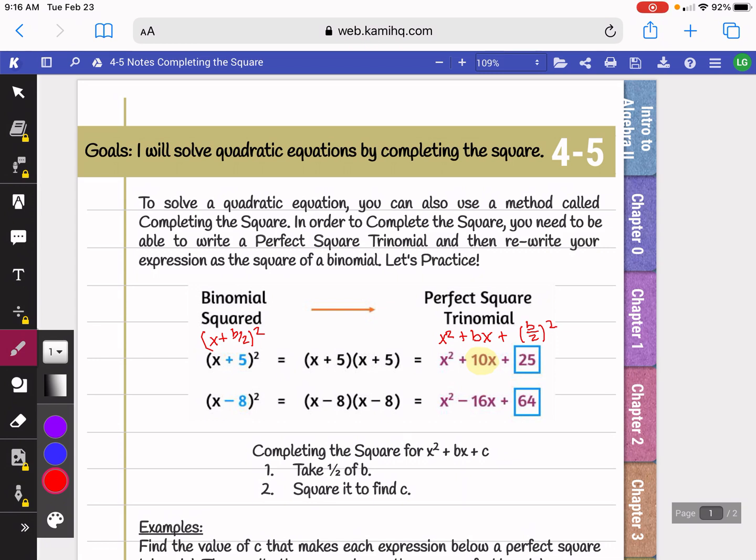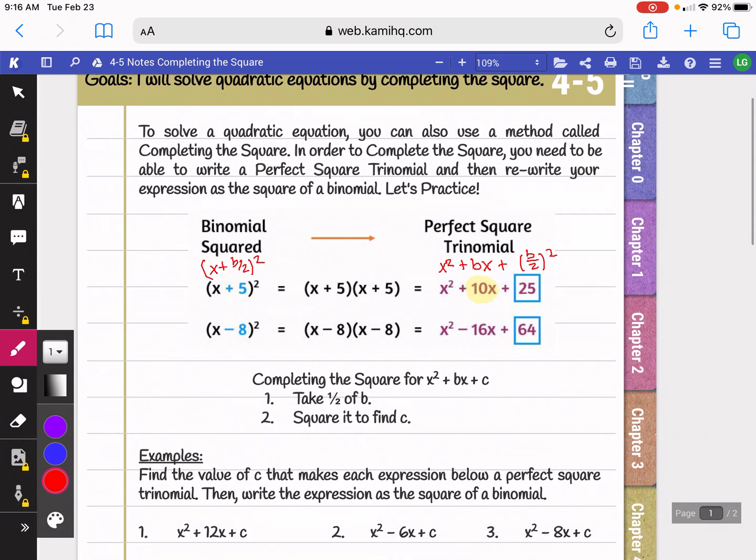So we're going to be writing our trinomials in this form, x squared plus bx plus b over 2 squared, because if you do that, then you can later write it as a binomial, x plus b over 2 squared. If you have it as a binomial, then you can do square root to get rid of the square. It becomes easier to solve. So our main thing when we're completing the square is to remember that your c, you're going to take b divided by 2 and then square it.